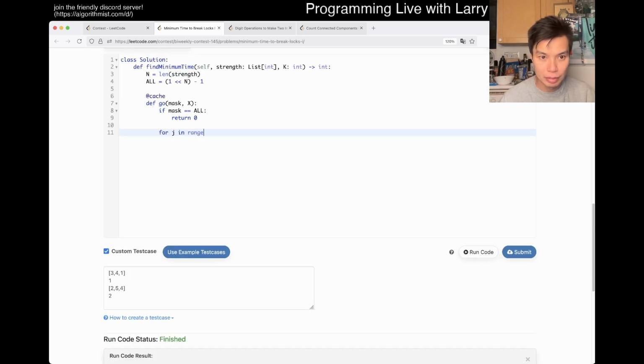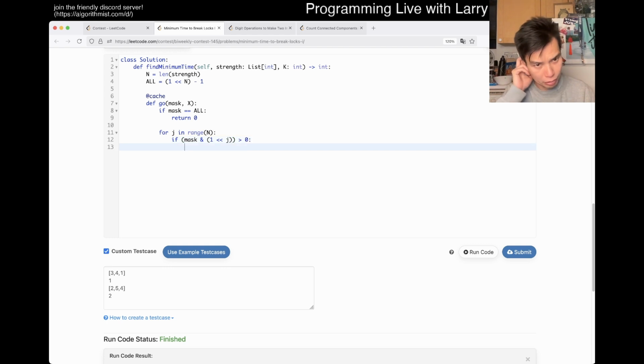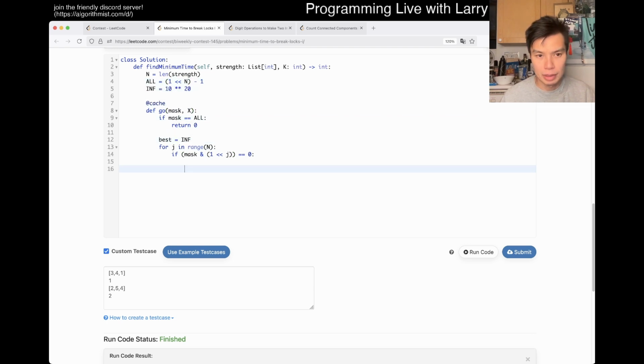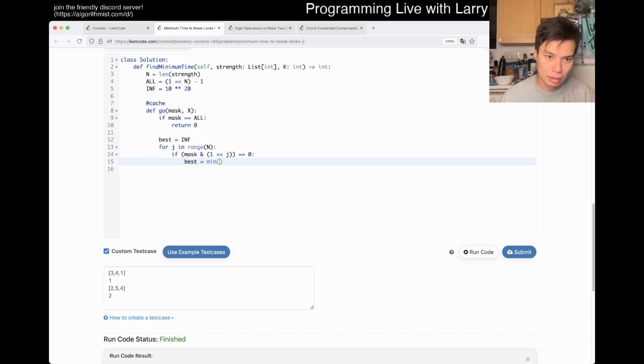For j in range of n, if... Oops, the other way. What am I doing? I made the same mistake during the Advent of Code. If this is equal to 0, then something like this. And then x plus k, which is fine, and then plus some cost. What is the cost? Cost is the time that it takes.